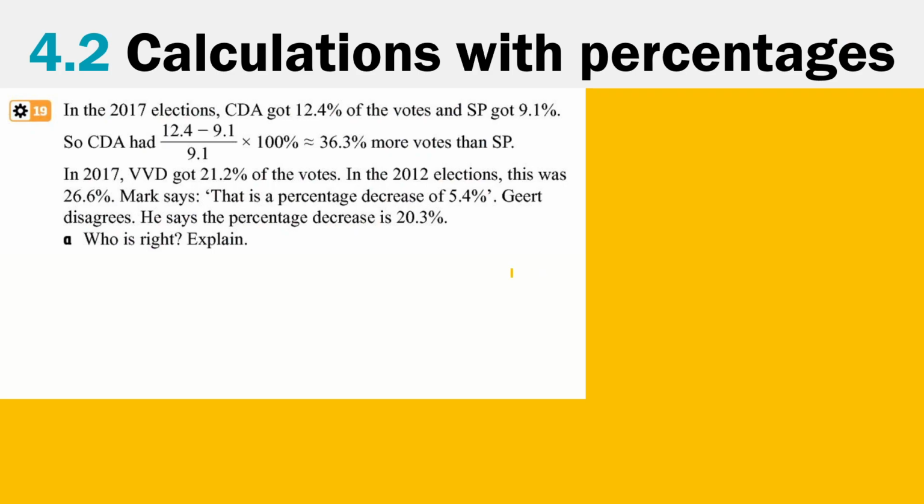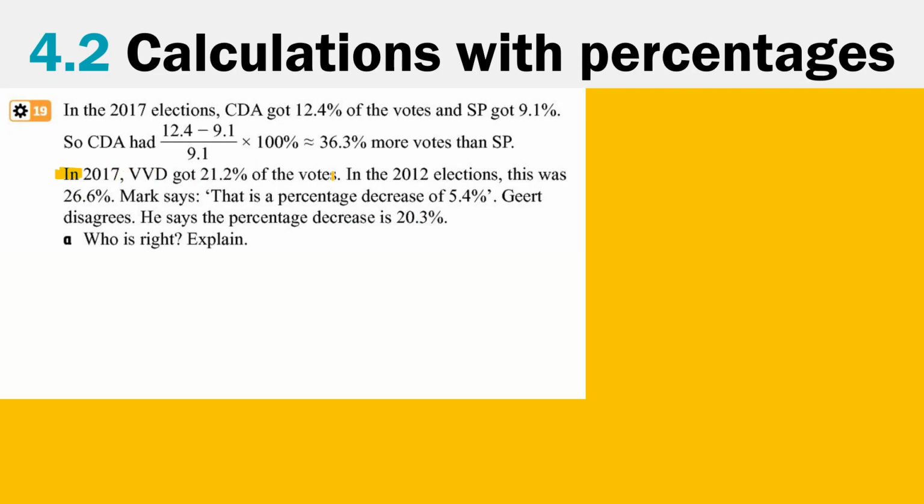One quick thing. This is not really in the theories, but in exercise 19, they're going to try and confuse you by doing an exercise with percentage-based calculations. First, do an example. In 2017, CDA got 12.4% of the votes, SP got 9.1%. If you want to see how much more votes CDA has compared to SP, you can do A minus B over B, this minus this over this. Yeah. This is just a practice. It's more about this part from here on out.